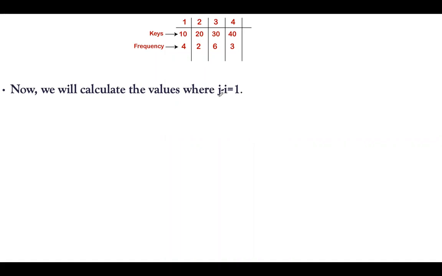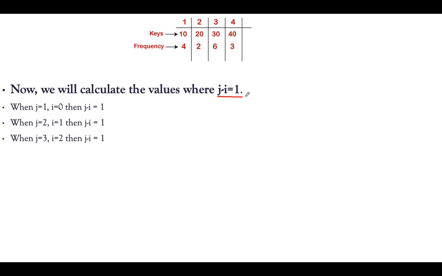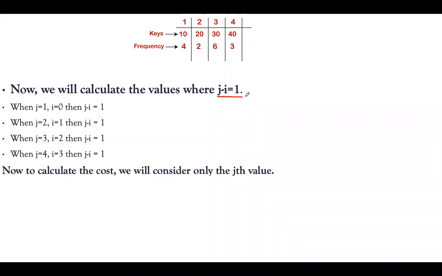Okay, for all, we have to calculate wherever this condition is satisfied, when j minus i will be 1. When j is 1 and i is 0, j minus i is equal to 1. When j is 2 and i is 1, j minus i is 1. When j is 3 and i is 2, j minus i is 1. When j is 4 and i is 3, j minus i is also 1. So in these 4 conditions, j minus i will be 1.